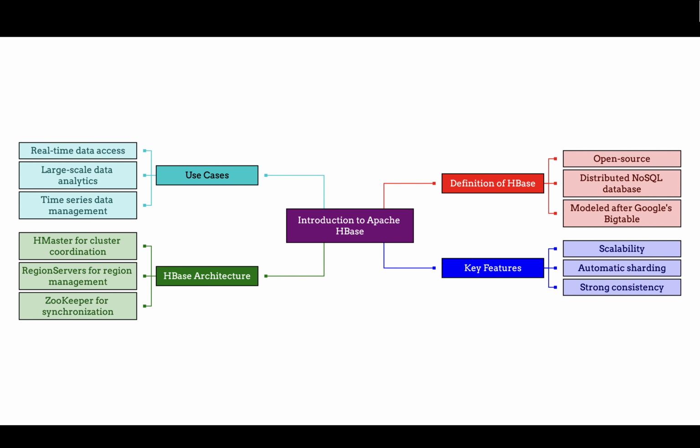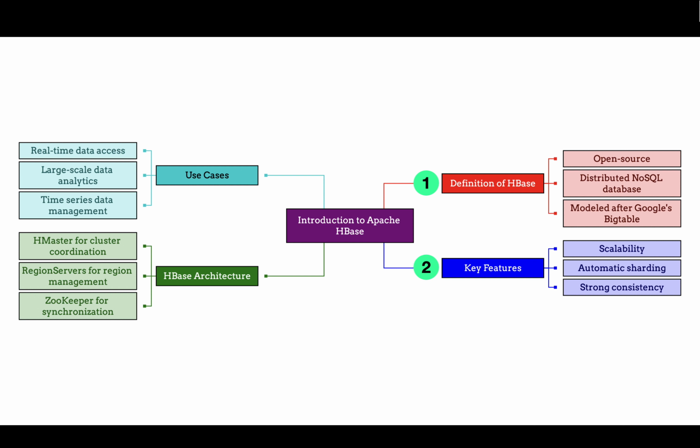Introduction to Apache HBase. 1. Definition of HBase. Apache HBase is an open-source, distributed, versioned, non-relational, NoSQL database modeled after Google's Bigtable. It's built on top of Hadoop and HDFS, Hadoop Distributed File System, and is designed to provide quick random access to large amounts of structured data.